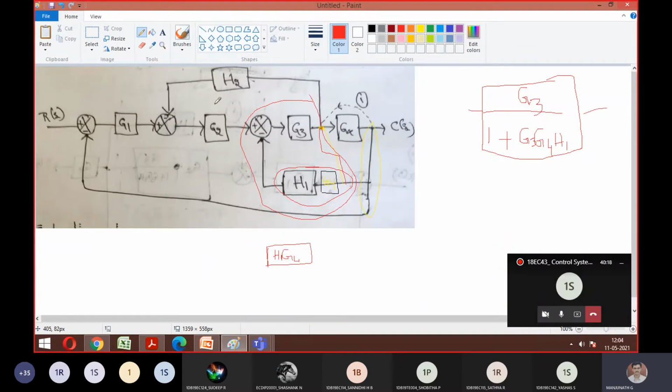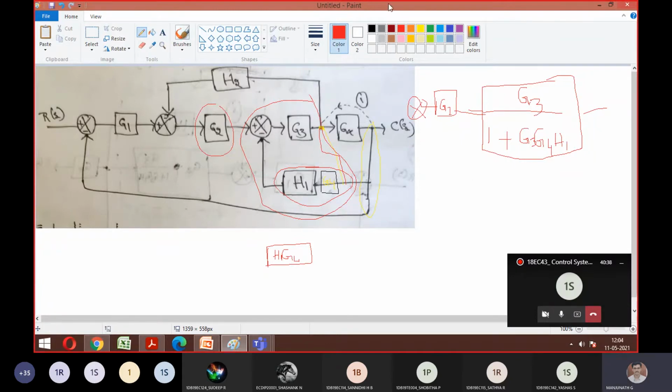Then what is happening with respect to G2 on that single block? Is it in cascade? Good. So G2 is in cascade. Here the summing point is there, so you can make this into one block again.